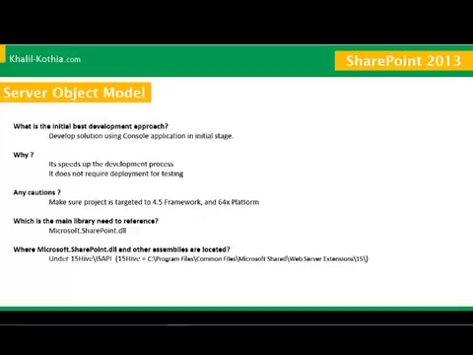Now, 15 Hive is new in SharePoint 2013. It used to be 14 Hive for SharePoint 2010; for SharePoint 2013, it's now 15 Hive. The folder location is the same: C program files, common files, Microsoft shared, web server extensions, 15. Inside the 15 folder, you will have one more folder called ISAPI.